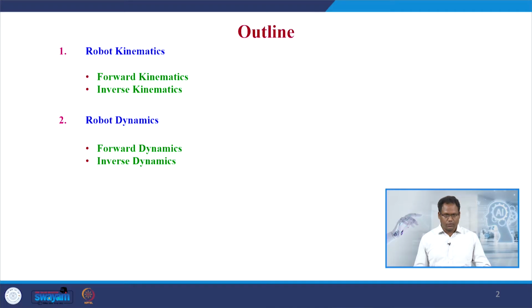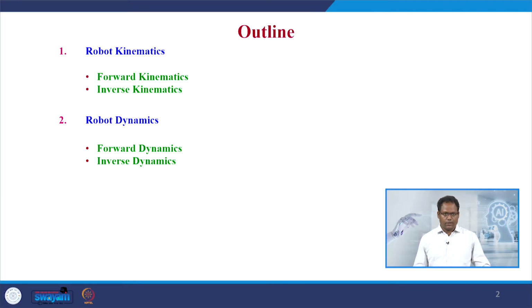Morning. Today we have the lecture entitled Robotics Primer, where we focus on kinematics and dynamics of robotic systems. The outline of this lecture will be: first we will discuss robot kinematics. In that we will be seeing both forward kinematics with examples and inverse kinematics with examples. Then we see the dynamics of a robotic system.